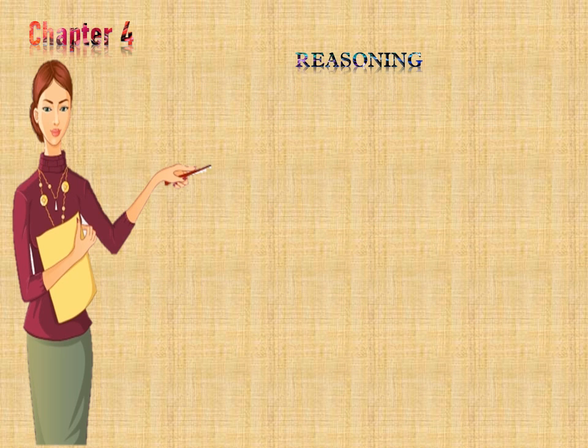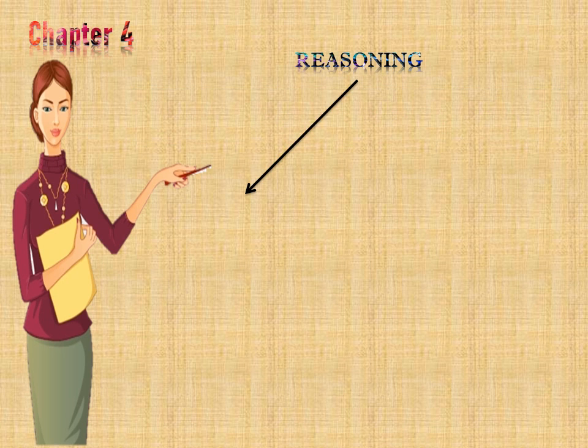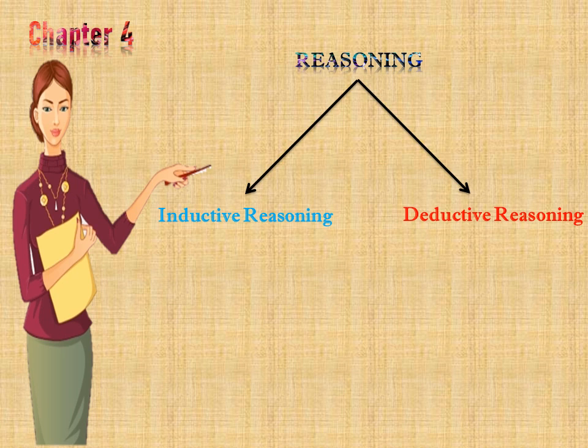Let's define first reasoning. In logic, reasoning is the drawing of inferences or conclusions from known or assumed facts. There are two major types of reasoning. The first one is inductive reasoning, and the second one is deductive reasoning.